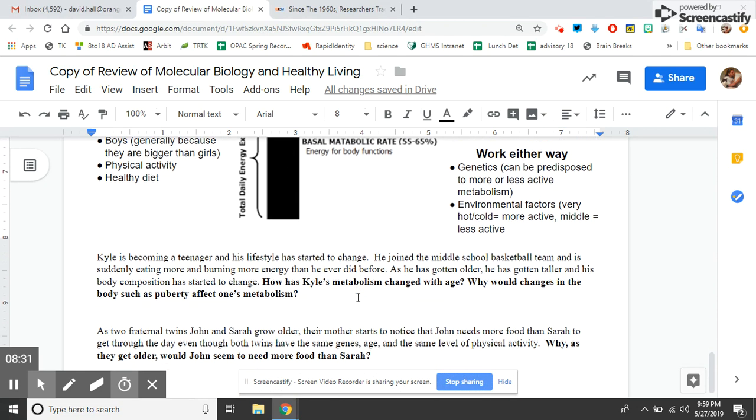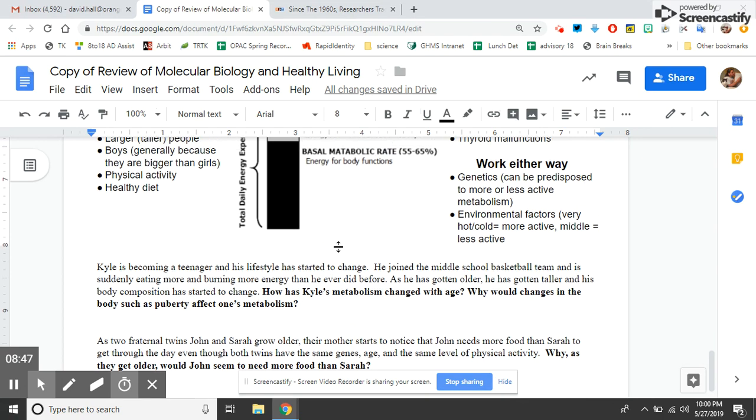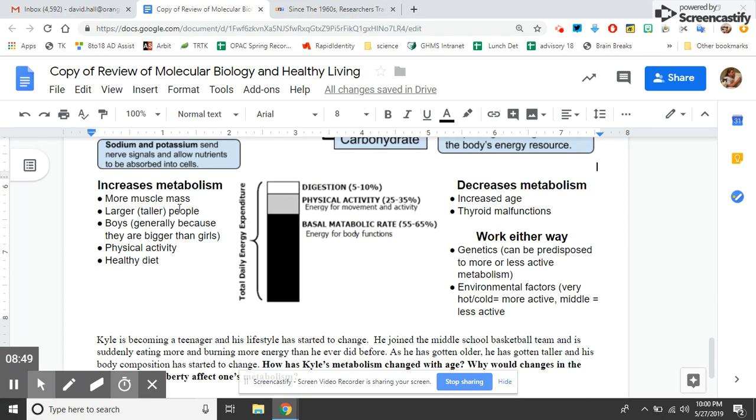Okay. Kyle's becoming a teenager and his lifestyle has started to change. He joined the middle school basketball team, suddenly eating more and burning more energy than he ever did before. He's gotten older, he's gotten taller, and his body composition started to change. How has Kyle's metabolism changed with age? Okay. Well, it says if he got more muscle mass, we hope he's gotten stronger playing basketball and taller. So his metabolism has increased.